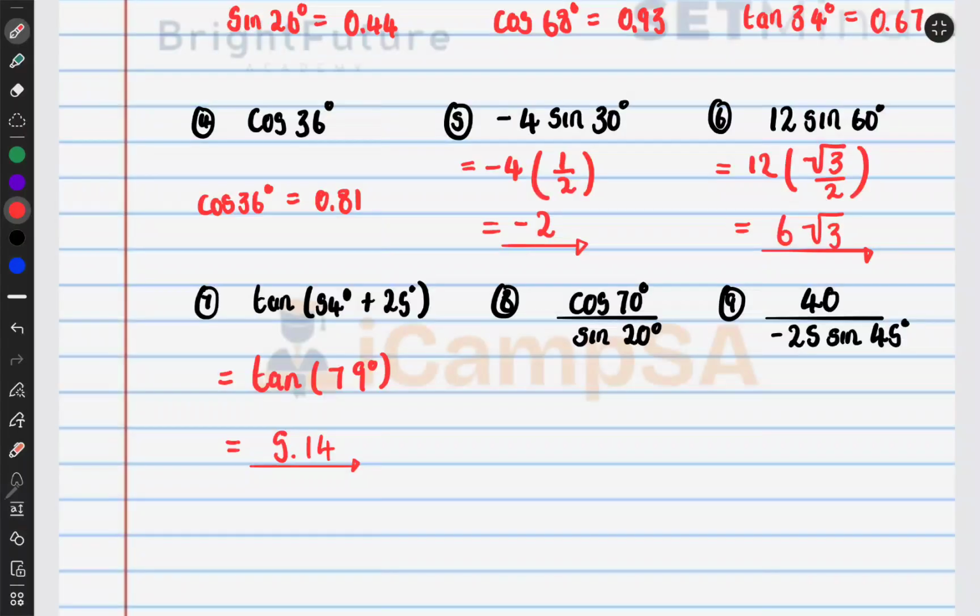And then next you have cos 70 over sine 20. So cos 70, let's calculate that first. Cos 70 is going to be 0,342, divided by sine 20. What is sine 20?